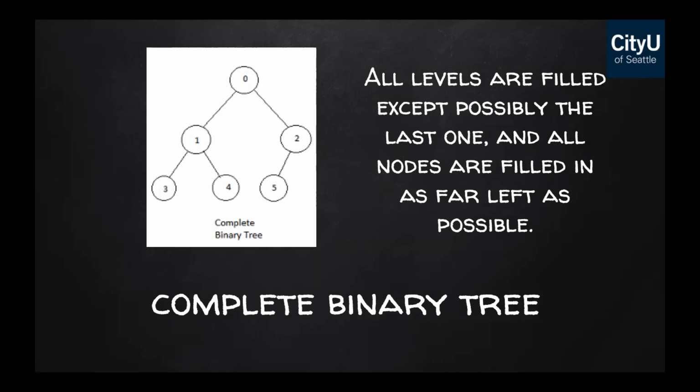A complete binary tree, all levels are filled except possibly the last one, and all nodes are filled as far left as possible. So it's kind of like the full binary tree, but this time I can have 1 child, but it should be on the left only. But let's say you declare that you want it to be on the right.